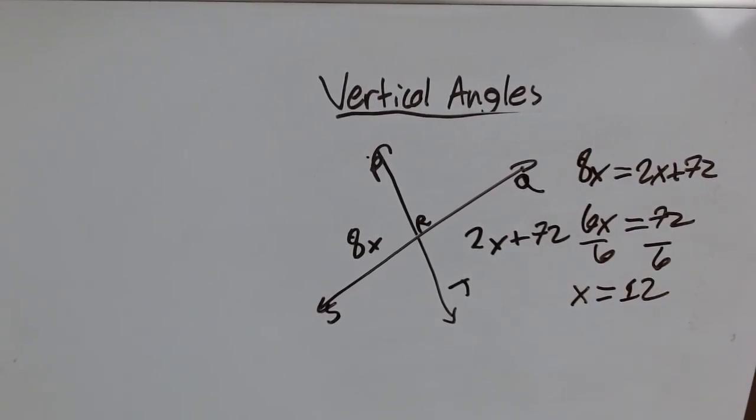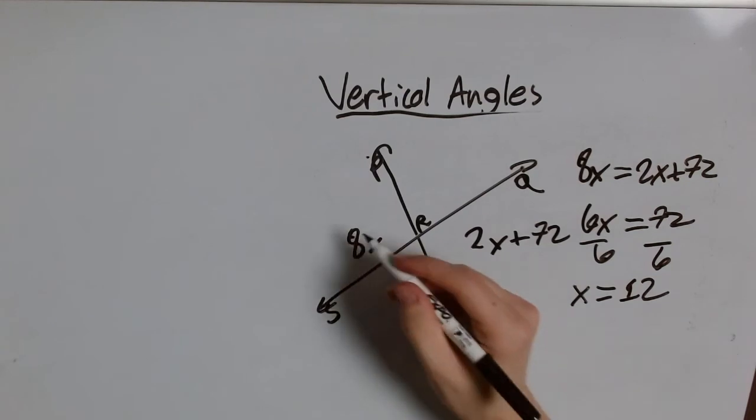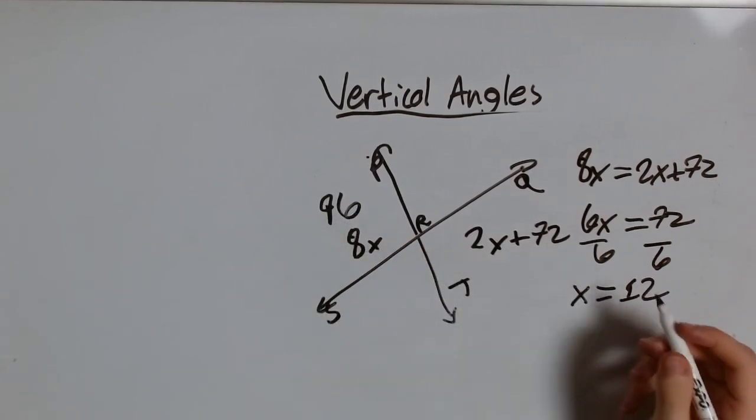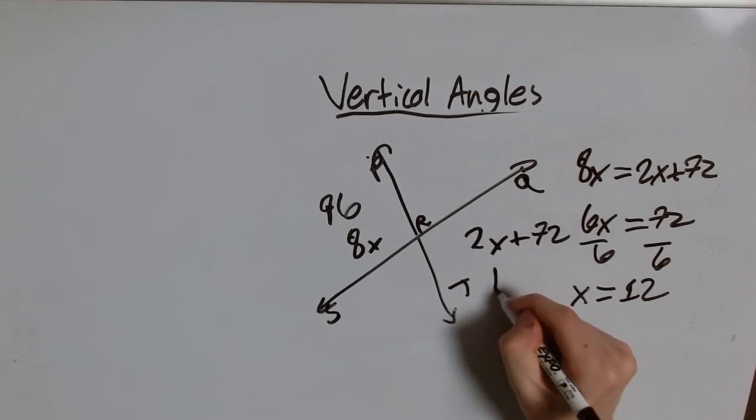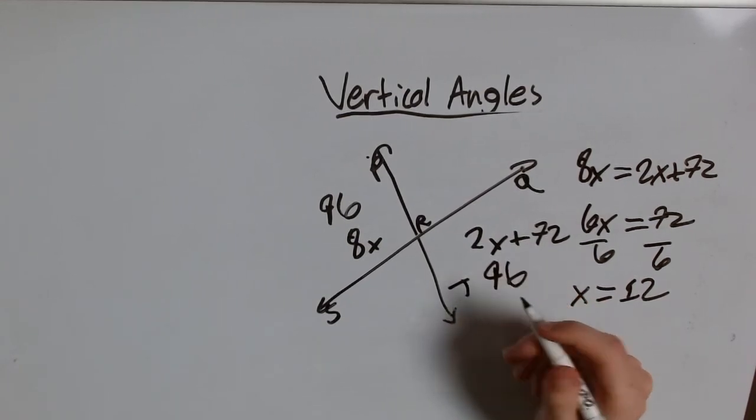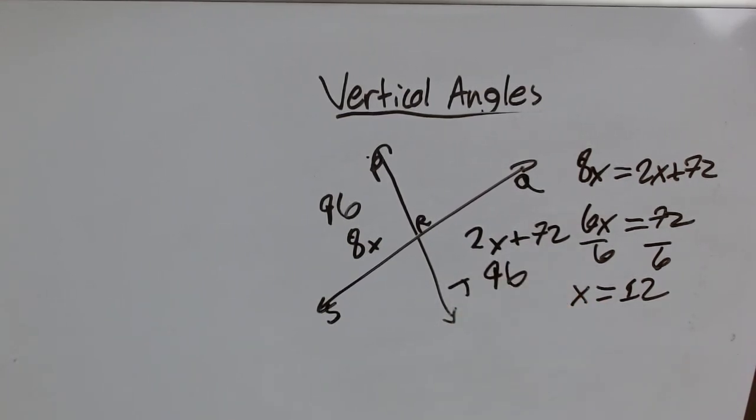But I'm not done. I want the measurements. This means I have to plug in 12 to this. 8 times 12 is 96. 2 times 12 is 24, plus 72 is 96. And we get exactly what we would expect. These vertical angles are equal, or in what in geometry we call congruent. So of course, this is going to be 96, and this is going to be 96.